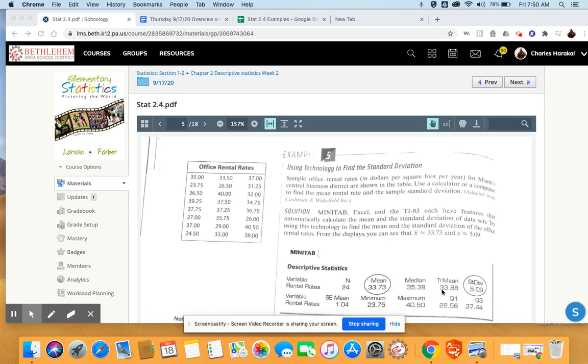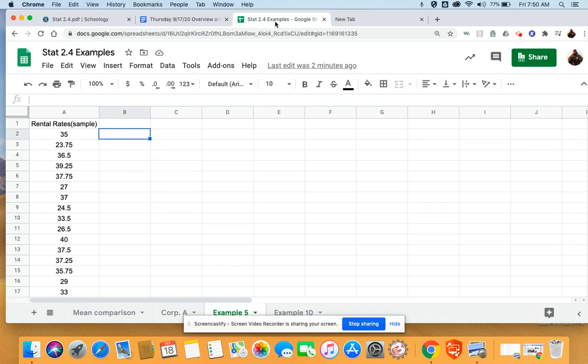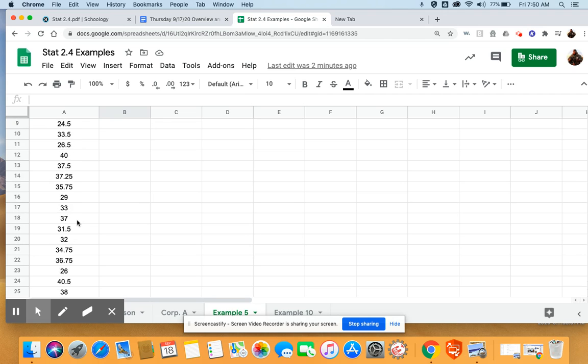So I've already taken that table and transferred it into this Google Doc, which is titled 2.4 examples, and it's down at the bottom here as example number 5, and we can see that we've already got this data all put in here into list 1. So the first thing we are going to want to calculate here is the mean of this data set.